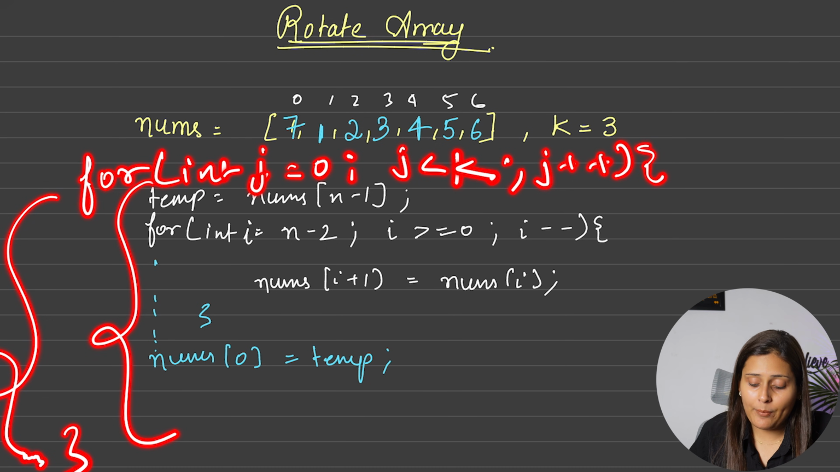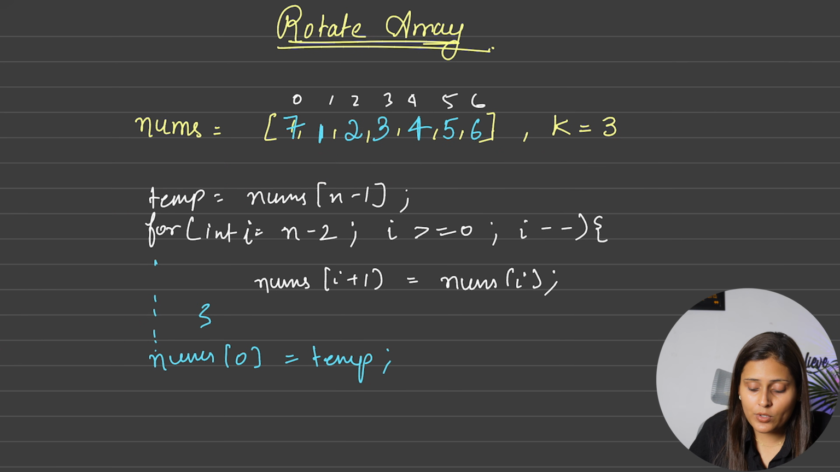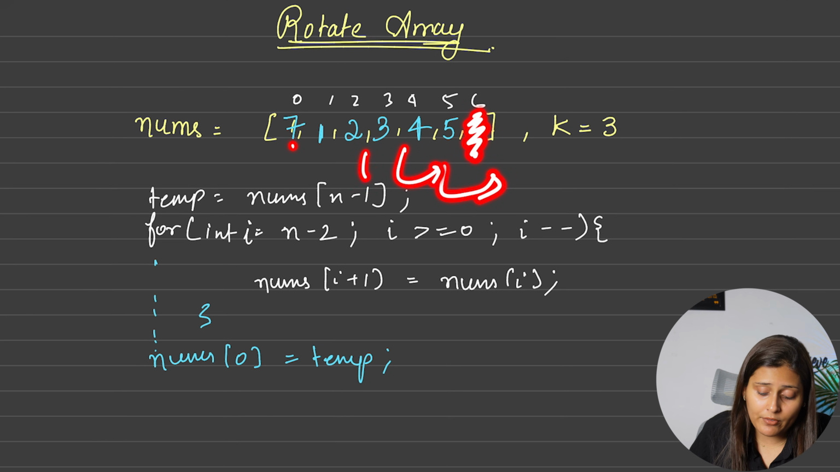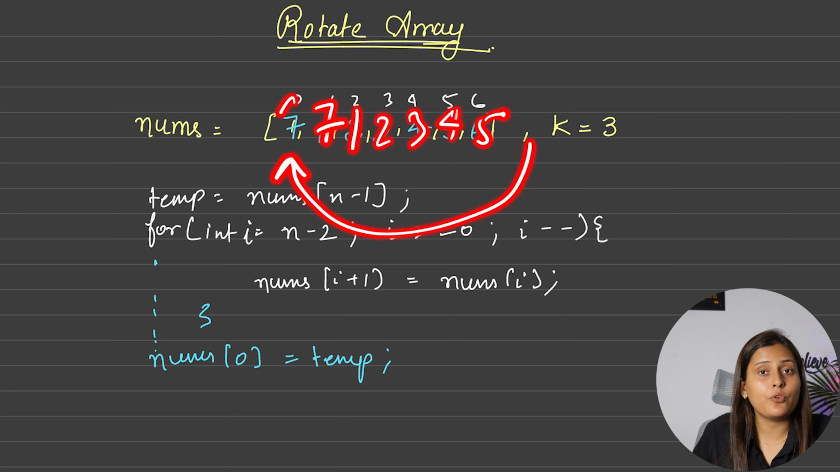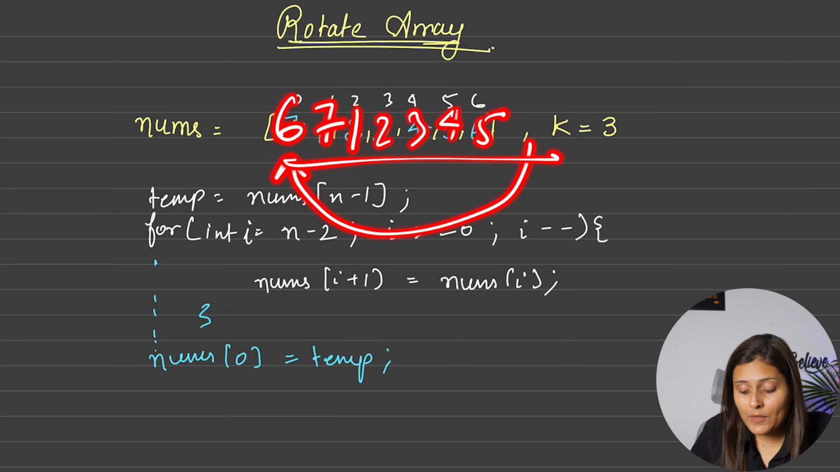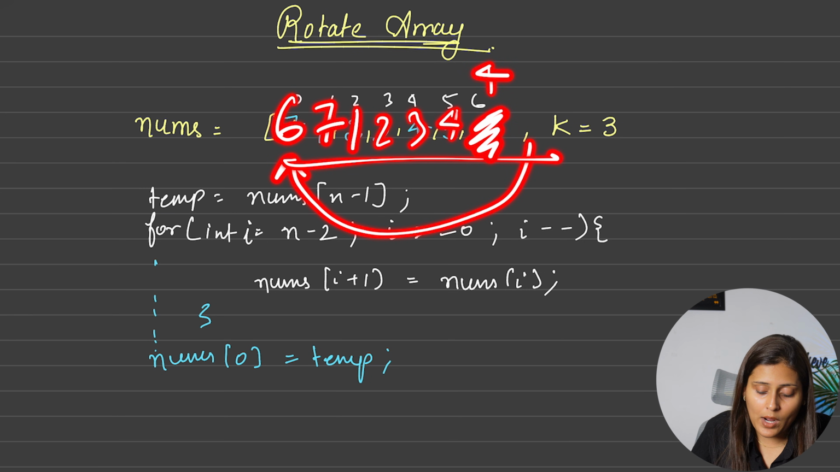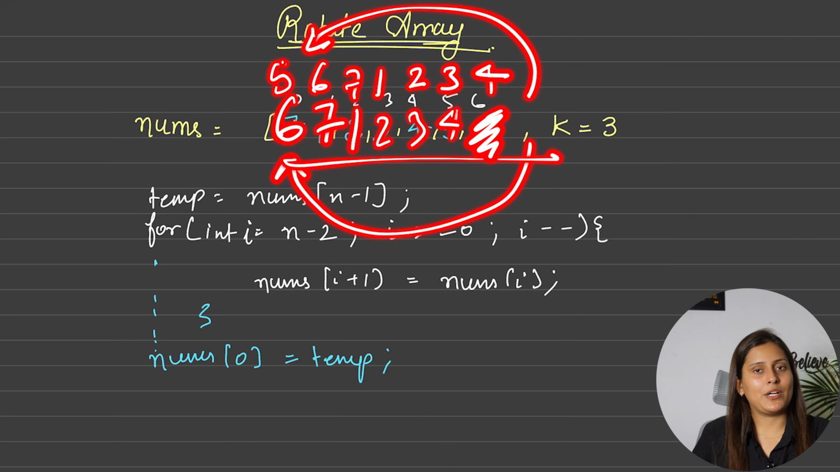So next time what will happen, this 6 we will store somewhere, 5 will be moved, 4 will be moved, 3 will be moved, 2 will be moved, 1 will be moved, and 7 will also move. So now this array will look like 7, 1, 2, 3, 4, 5, and the 6 which we have removed we'll put it here. So now it is 6, 7, 1, 2, 3, 4, 5. Similarly one more time, now 5 we will save and this 4 will be shifted here, 3, 2, 1, 7, 6, and that 5 which we have removed we'll put at the beginning. So now it will become 5, 6, 7, 1, 2, 3, 4.